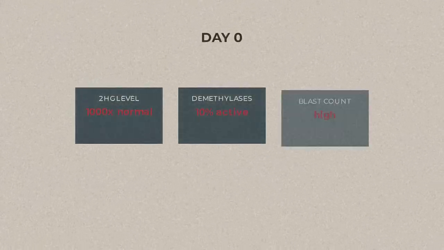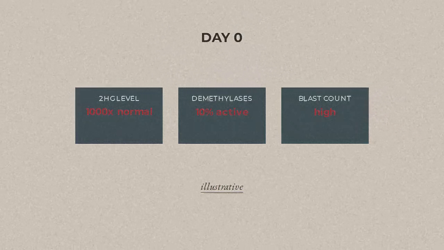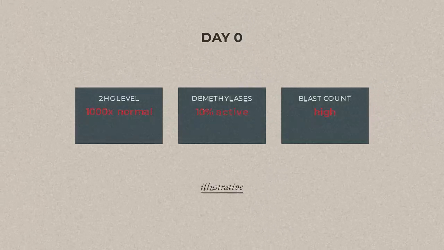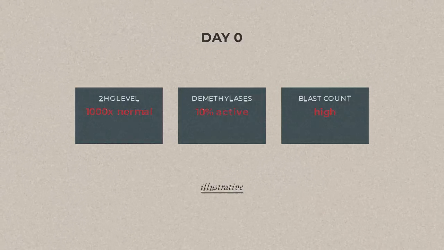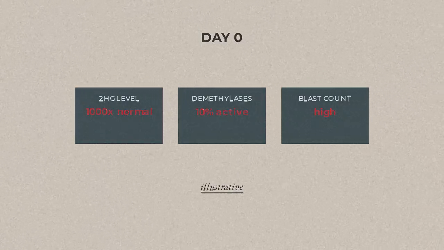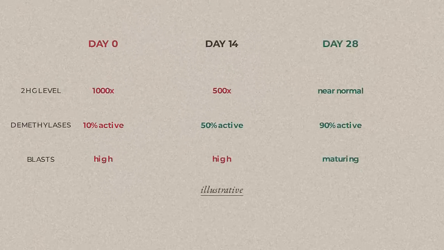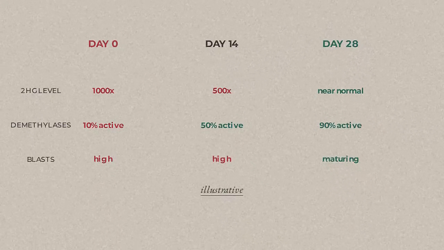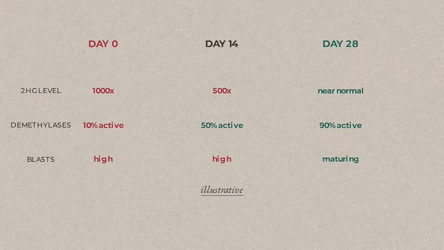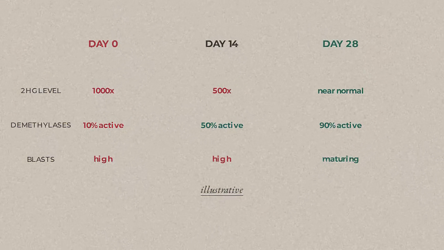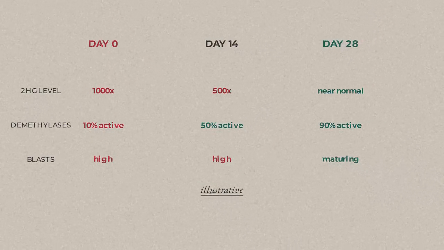Consider one IDH-1 mutant AML patient starting Ivosidenib, a drug that blocks the mutant IDH-1 enzyme itself. Day 0. 2-HG is 1,000 times normal. Demethylases are 90% inhibited. Blasts are clogging the marrow. These numbers are illustrative. Day 14. Ivosidenib has blocked the mutant enzyme. 2-HG has halved. The demethylases are recovering. Day 28. 2-HG is near normal. The demethylases are active again, and on the blood smear the blasts are maturing, acquiring the segmented nuclei of functional neutrophils. The cancer resolves not because the cells died, but because they finally grew up.